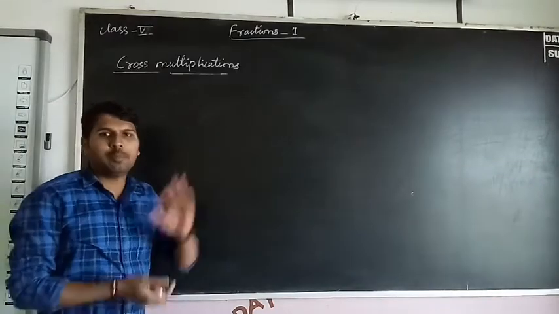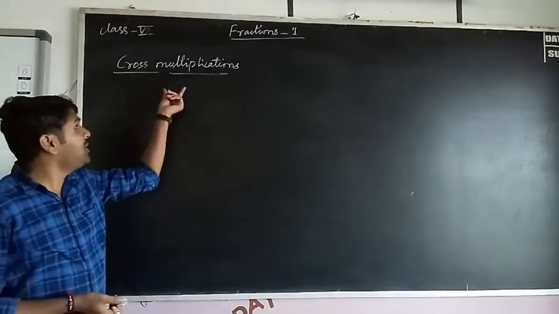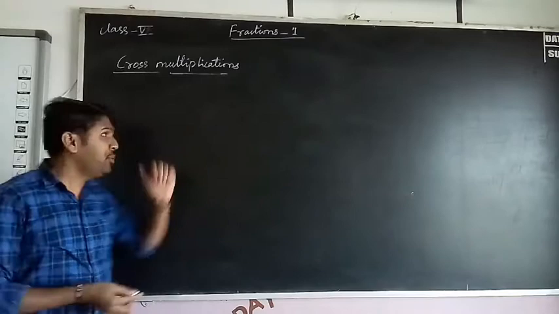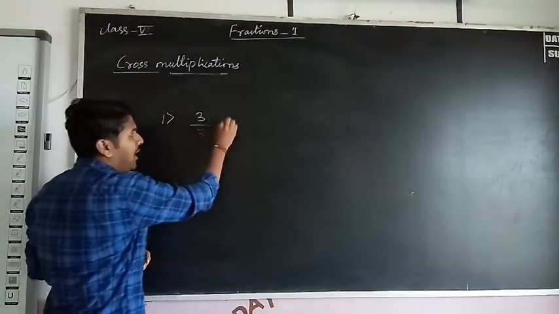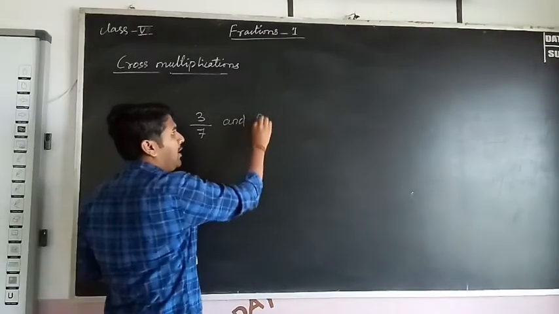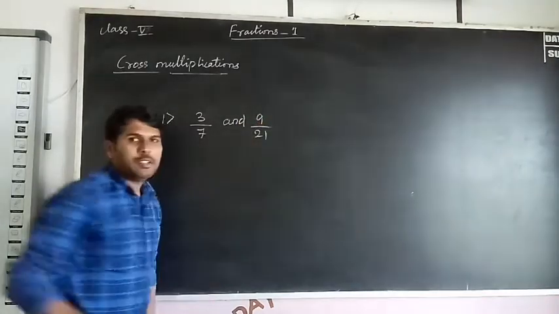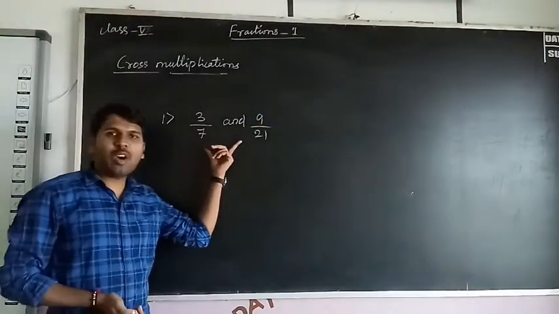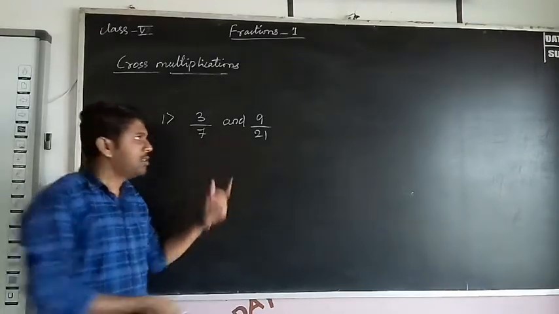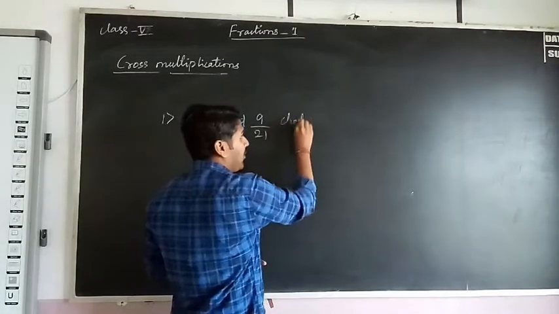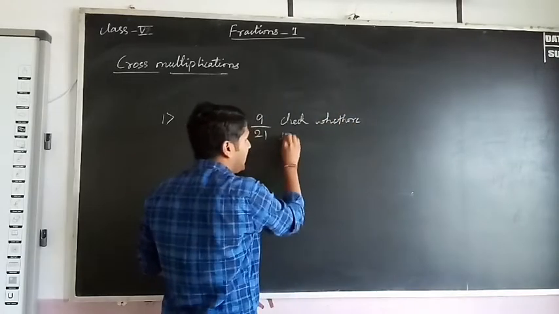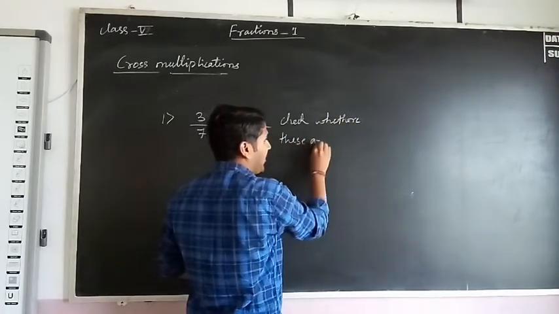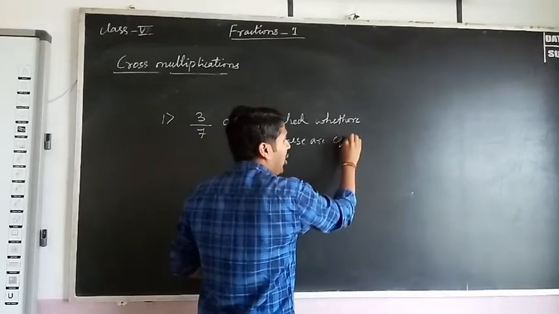Next concept is cross multiplication. Why do we use cross multiplication? I will tell you. First, 3 by 7 and 9 by 21. Check whether these two are equivalent or not.